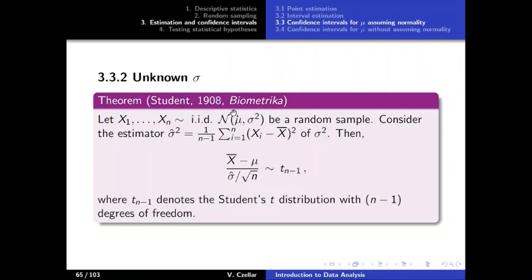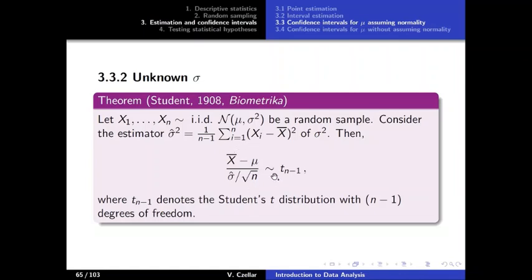So what is his result? If you take a normally distributed random sample and you standardize it, but in the denominator you replace sigma by its estimator, the usual estimator of the variance, right?